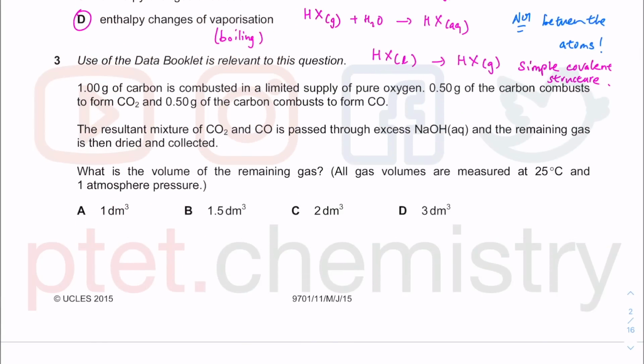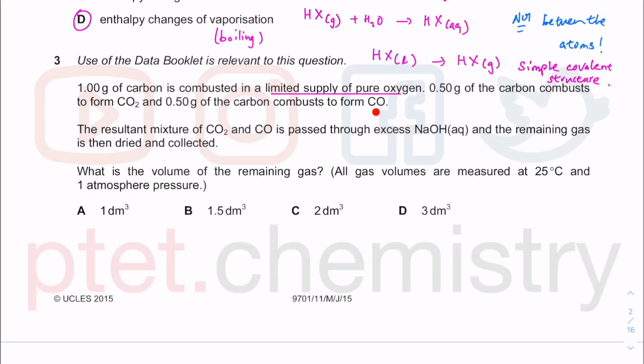Number 3, we need the data booklet relevant to this question. So I have a feeling that this is just using the periodic table. So let's have a look at this question. 1 gram of carbon is combusted in a limited supply of pure oxygen. If you have a limited supply, you don't get complete combustion, and therefore not all the carbon forms CO2.